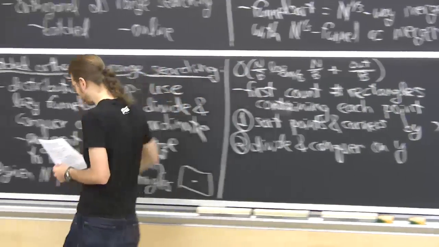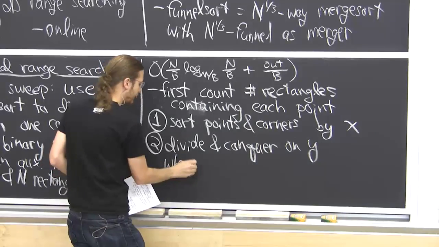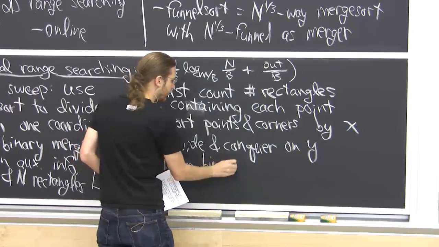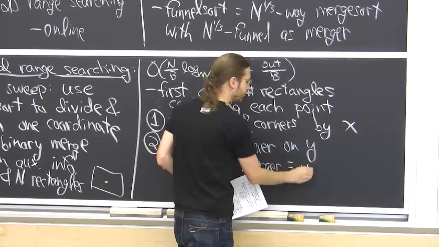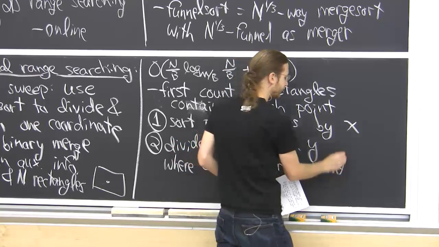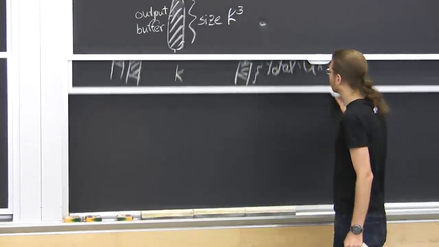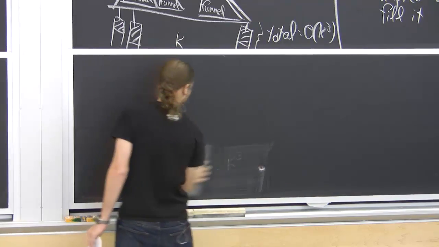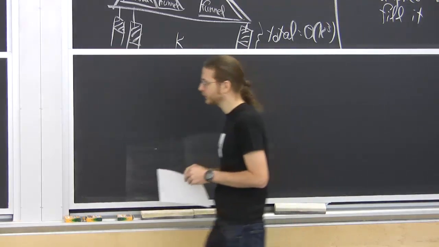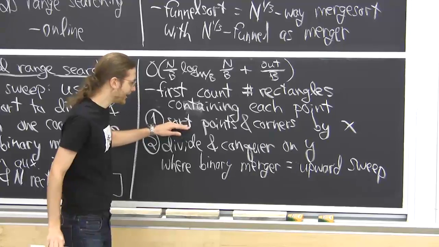Via distribution sweep. And here, our binary merger is going to be an upward sweep line algorithm. Talk about that sweep line algorithm. Okay. So we pre-sort our points by x.